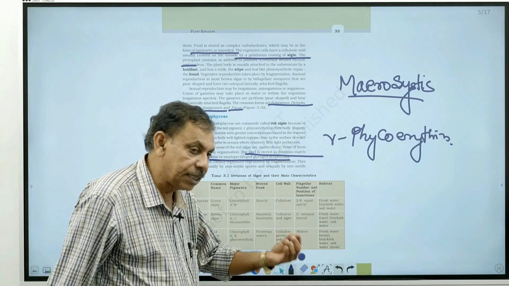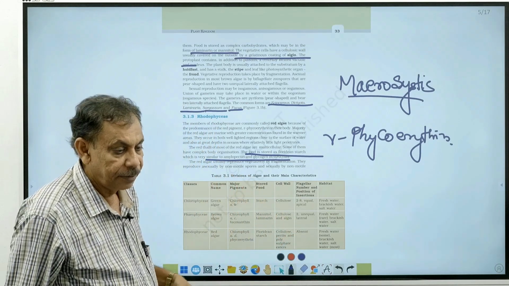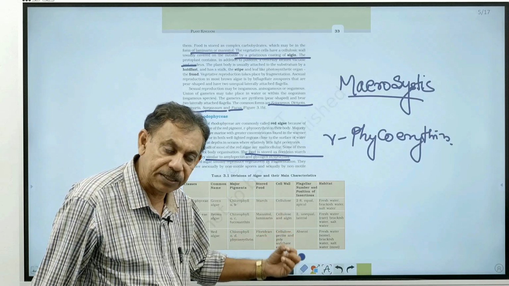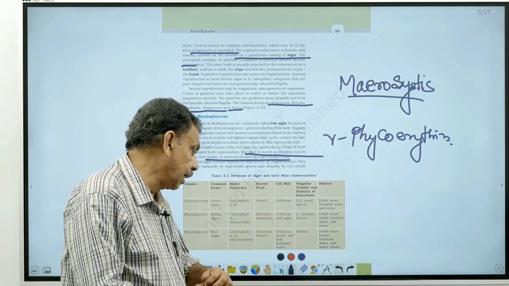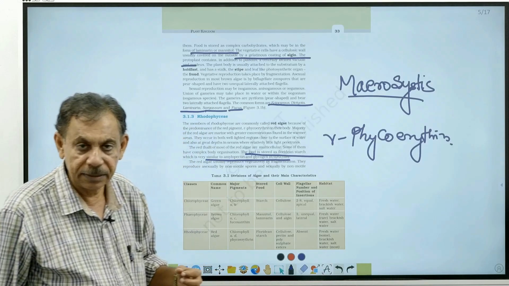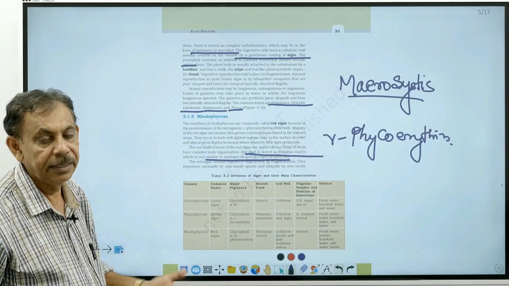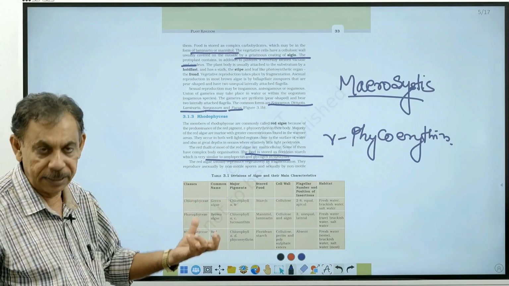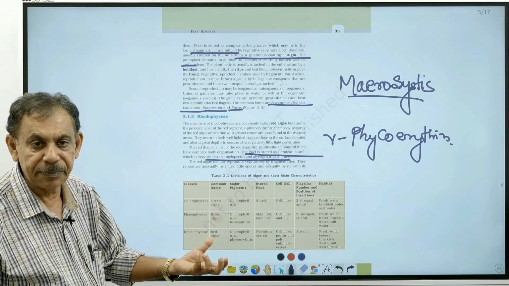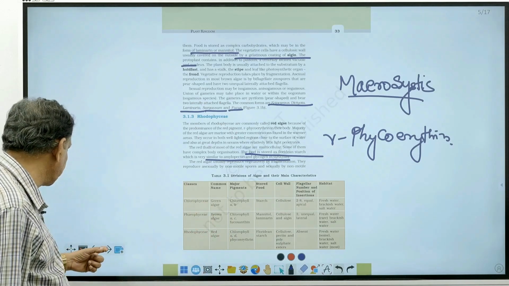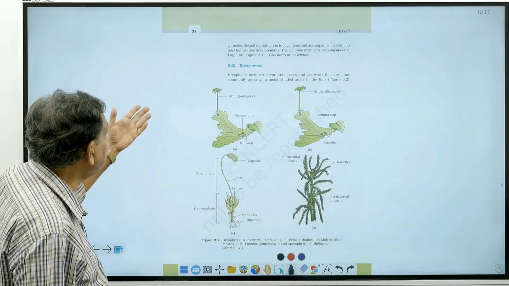Fresh water forms are very rare. A unicellular member is also present. Mainly, you will find them in brackish or sea water, marine water. They are commonly called brown algae and red algae. Since they are present in marine water, they are called seaweeds. Now coming to the bryophytes.